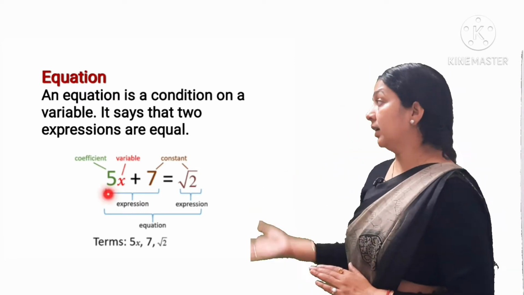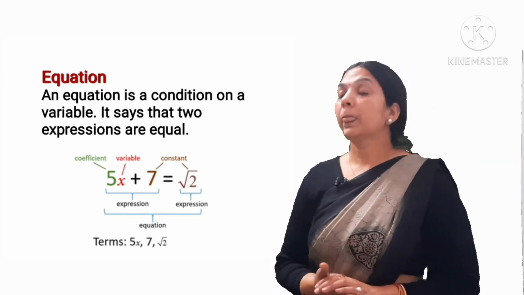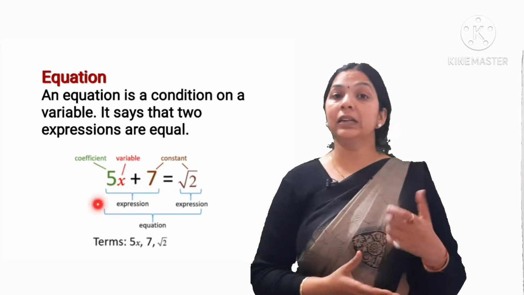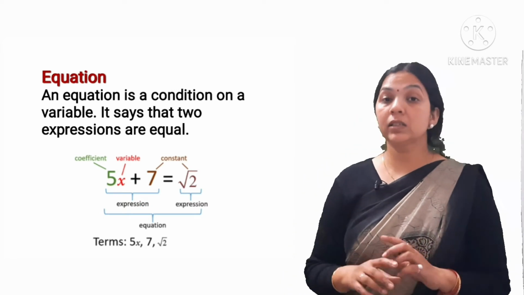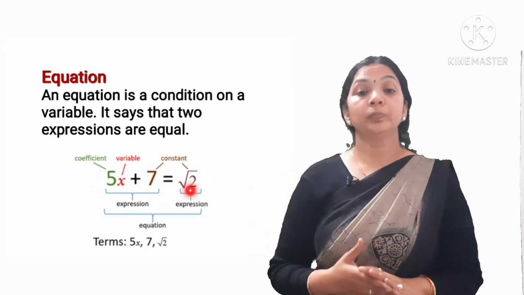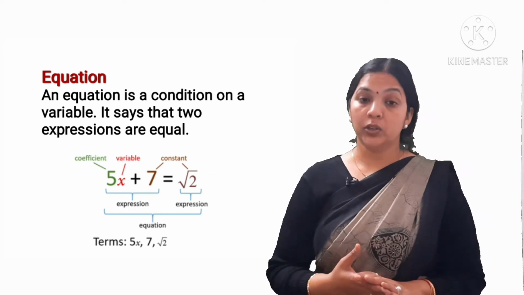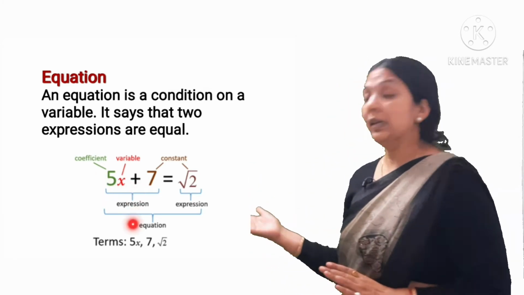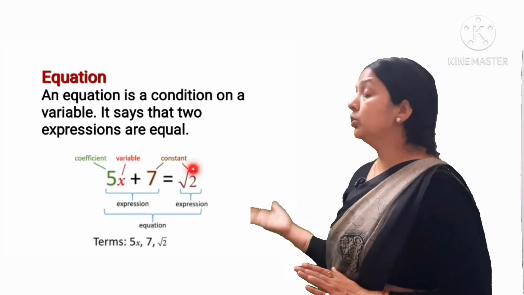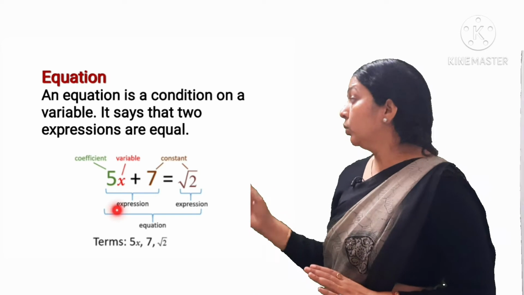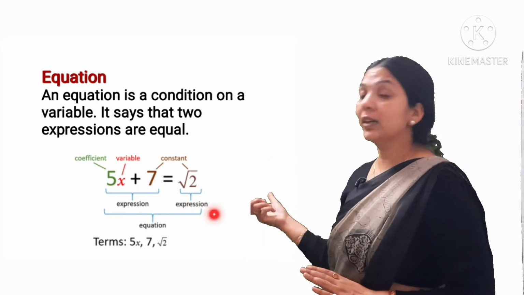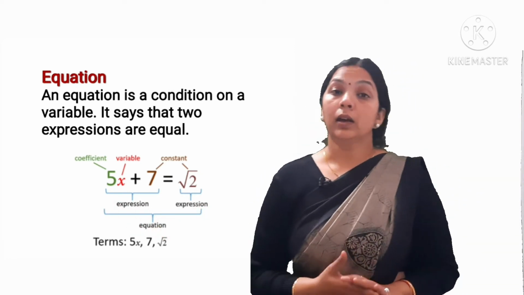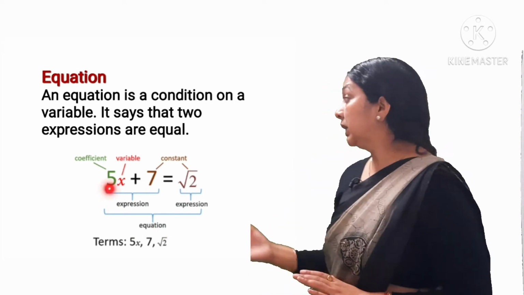Here you can see an example: 5x plus 7 is equal to under root 2. Now it's an equation. If we consider only one side, that is 5x plus 7, then it is an algebraic expression. But we are considering the equality sign also. Here the 5, which is along with x, is the coefficient, plus is an operation, and 7 and under root 2 are the constants. The first term is the expression and the second expression is root 2. Both the expressions combined make the equation.